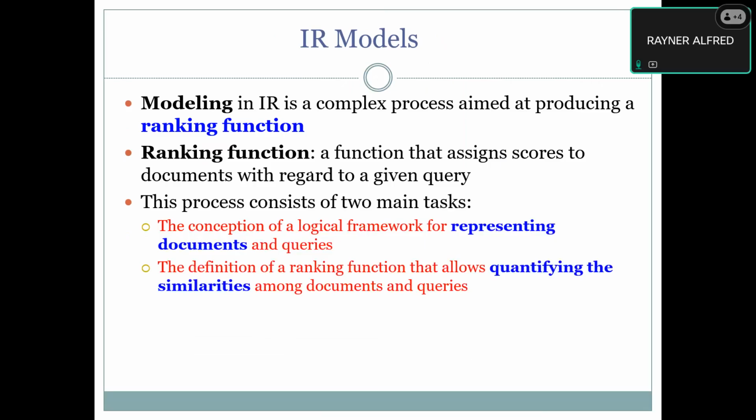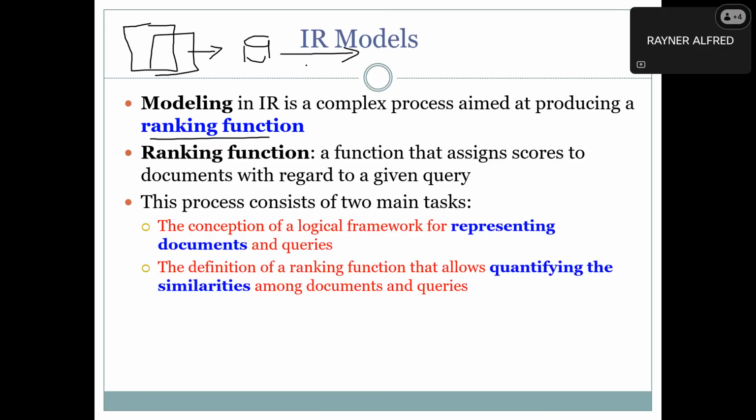Modeling in IR is a process aimed at producing ranking functions. So the whole idea is we have all these documents, and we want to store them in storage, and then later on we want to retrieve these documents and display the ranking of those documents. So that is the whole idea: how do we store them, represent them in the memory, and then how do we retrieve them?